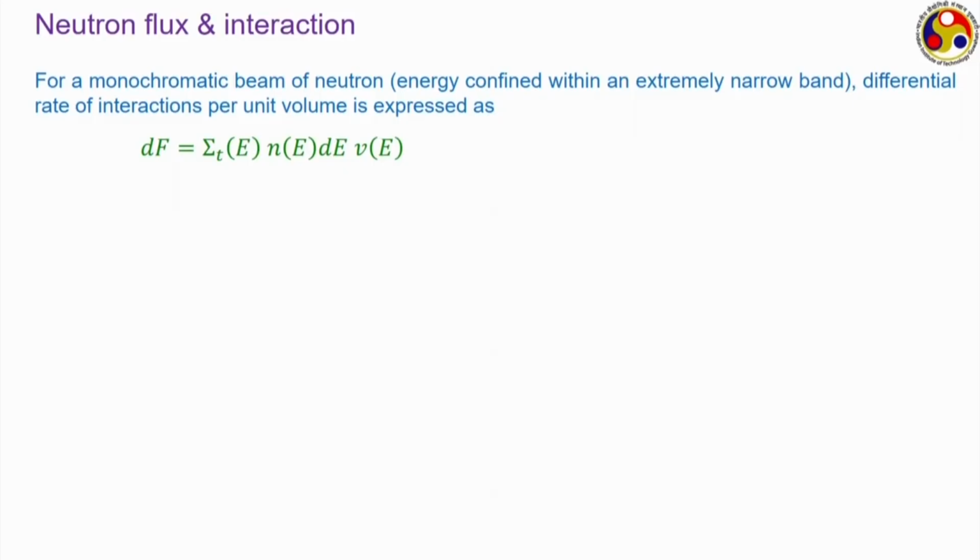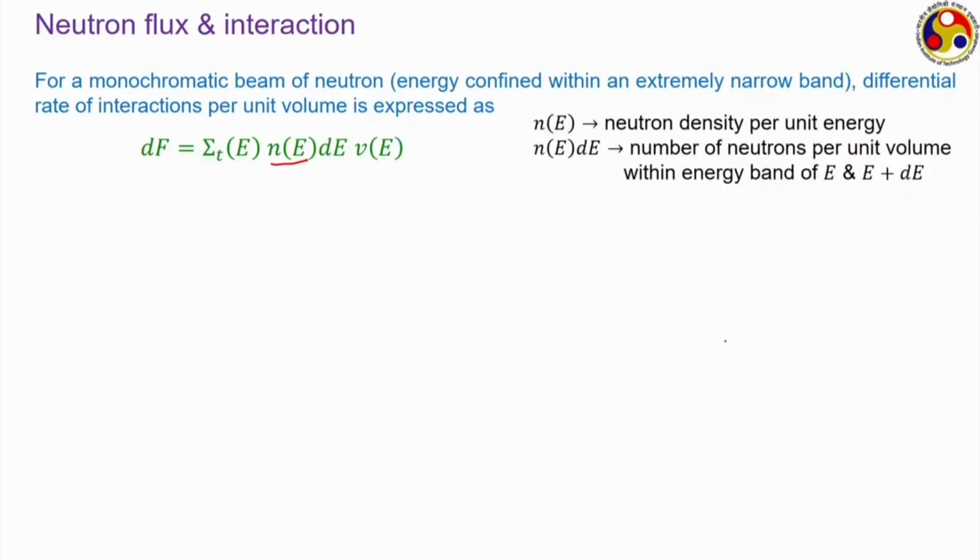Let us assume a monochromatic beam of neutrons. Monochromatic refers to all the neutrons having more or less the same energy, or the energy of the neutrons being confined within a very narrow band, so that they can be viewed as almost a single energy. Then n(E) refers to the neutron density per unit energy, and in n(E) dE, this product represents the total number of neutrons per unit volume which have energy within the small band of E to E plus dE. So, n(E) dE represents the neutron density at this particular energy level.